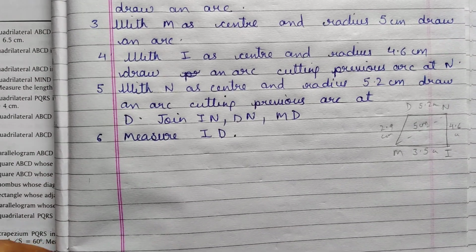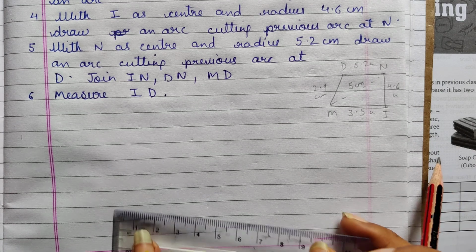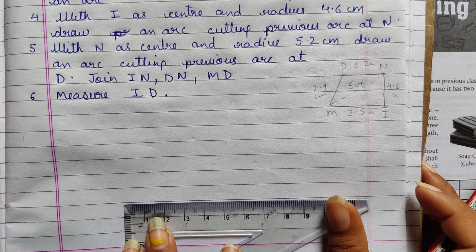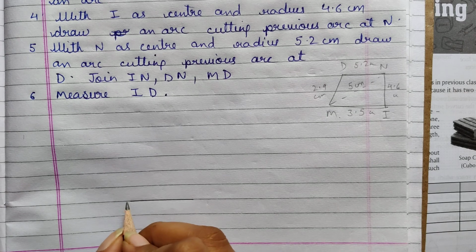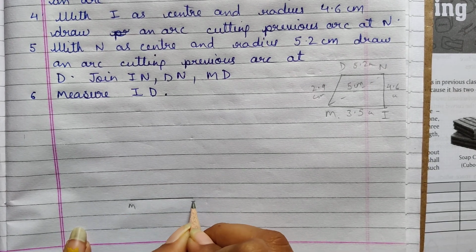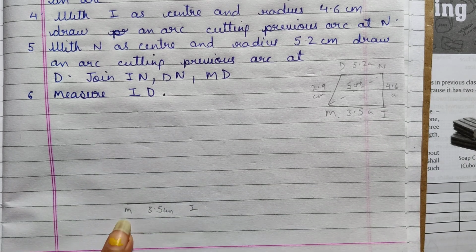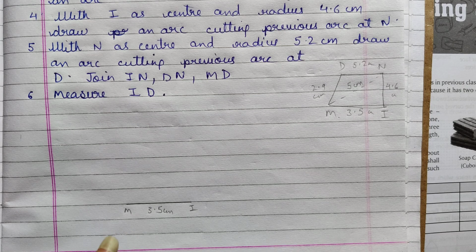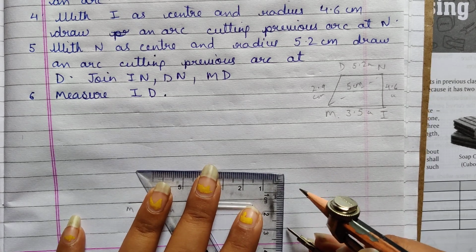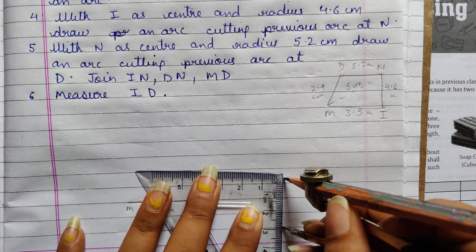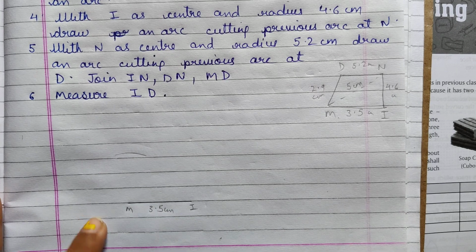Okay, so starting with the construction of the quadrilateral, we'll start with the base, which is MI of 3.5 centimeter. So draw a line segment of 3.5 centimeter and name it as MI. This is 3.5 centimeter. Now with M as center and radius of 2.9 centimeter, the distance between M and D is 2.9, you draw an arc.